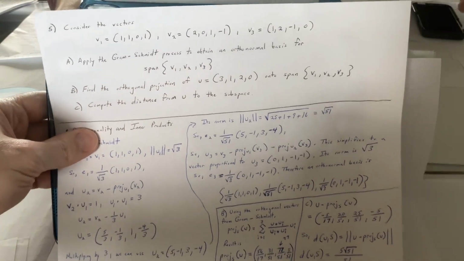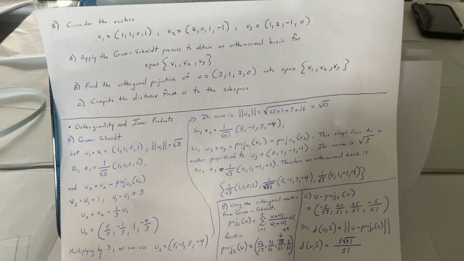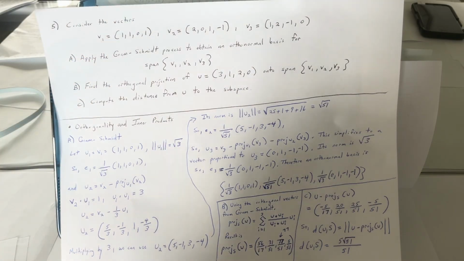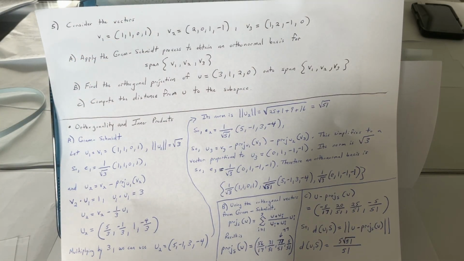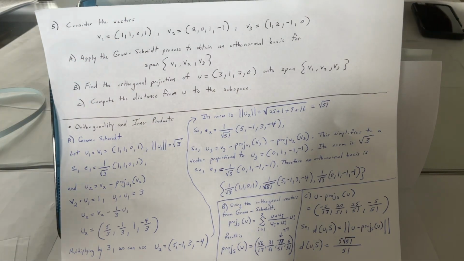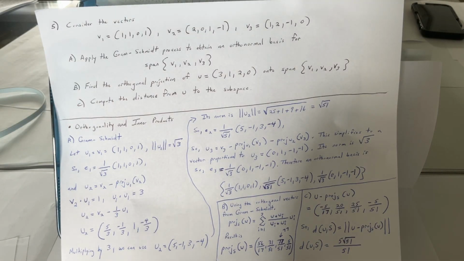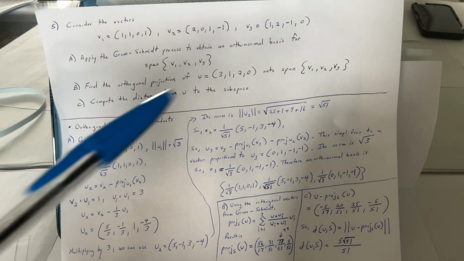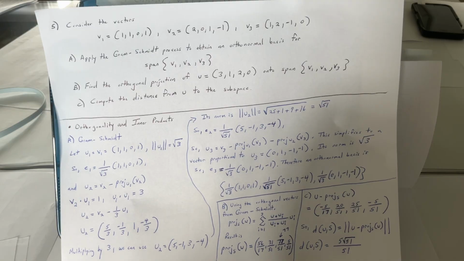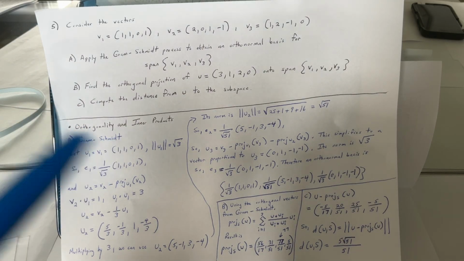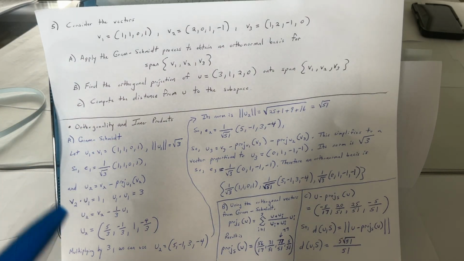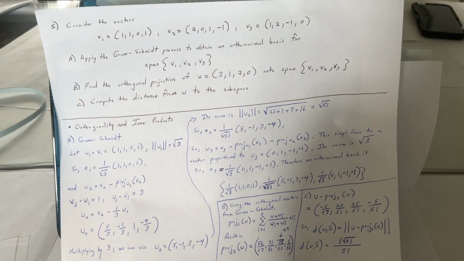Okay, so number 5, consider the vectors v sub 1 = (1, 1, 0, 1), v sub 2 = (2, 0, 1, -1), and v sub 3 = (1, 2, -1, 0). We're going to apply the Gram-Schmidt process to obtain an orthonormal basis for the span of v sub 1, v sub 2, v sub 3. This is about orthogonality and inner products. For part A, we apply Gram-Schmidt.